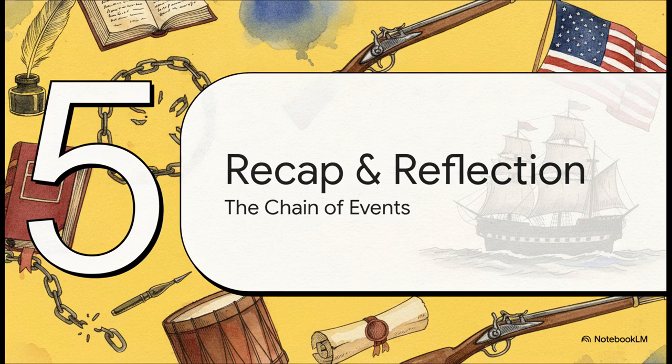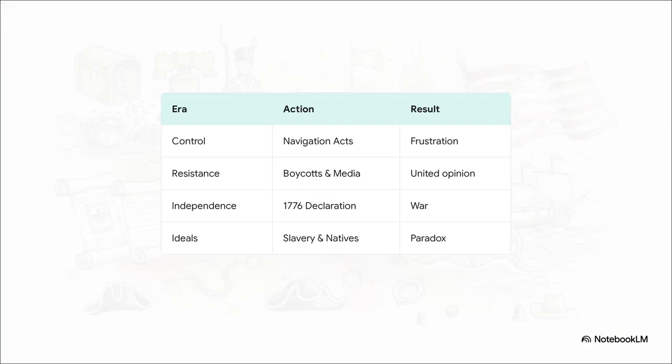We've covered a ton of ground today. Let's pull it all together in Section 5, recap and reflection. Let's quickly trace the domino effect we just walked through. We started with imperial control, mercantilism, and acts regulating trade led straight to intense economic frustration. That naturally sparked resistance, where grassroots boycotts and incredibly strategic propaganda united public opinion. This tension exploded into full-on independence with the 1776 Declaration, cementing an ideological break and kicking off a physical war.